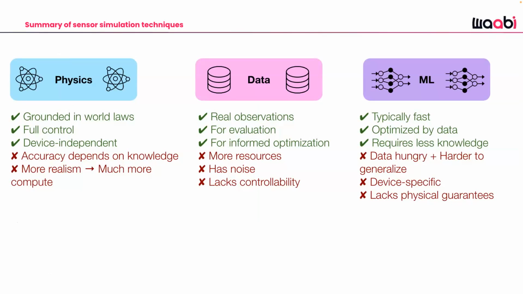All right. So in summary, we talked about different sensor simulation systems and how they all leverage some version of physics, data, and machine learning. We list here some of the pros of each of these types of approaches, as well as the disadvantages of using them. And you have to find the best trade-off when you combine them, particularly for your particular use case.